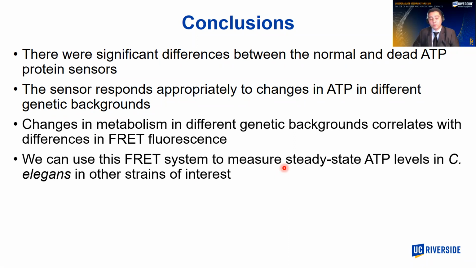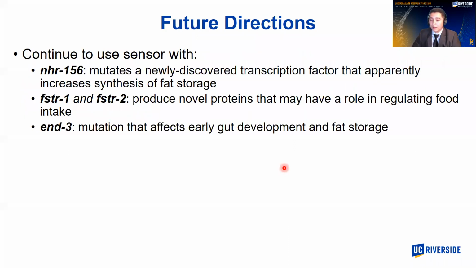In the future, we plan on continuing to use this sensor with the strains NHR156, which mutates a newly discovered transcription factor that apparently increases the synthesis of fat storage, FASTR1 and FASTR2, which produce novel proteins that may have a role in regulating food intake, and then 3, a mutation that affects early gut development and fat storage. These are all mutations that we believe affect the energy metabolism of the worm, and we suspect that there will be differences in ATP.